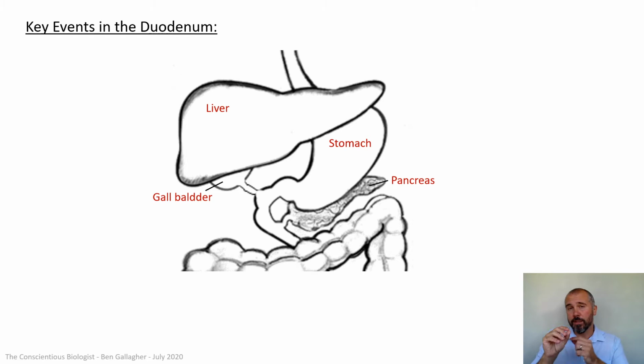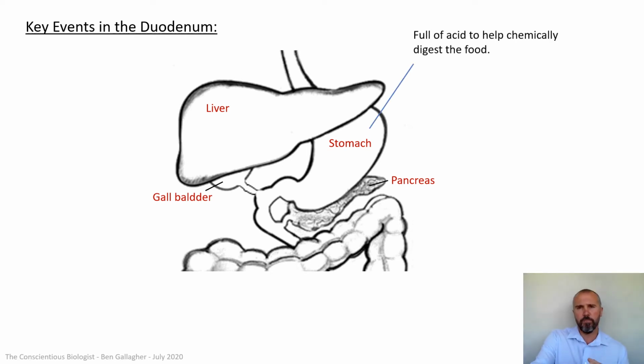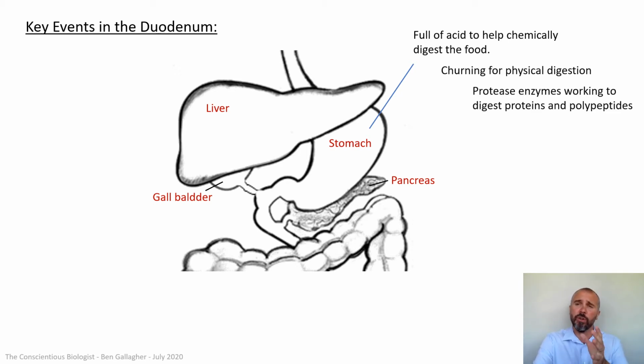Now you can see there the tube of the digestive system comes down from the esophagus, down through the stomach, then it loops out around the duodenum, disappears there behind the large intestine and would carry on down. But what we've got there, the food when it comes down to the stomach is full of acid to help chemically digest the food. It will also do churning for physical digestion, and you've got the protease enzymes working to digest the proteins and polypeptides, to break them into the amino acids. But then that food is going to leave the stomach to enter the duodenum.